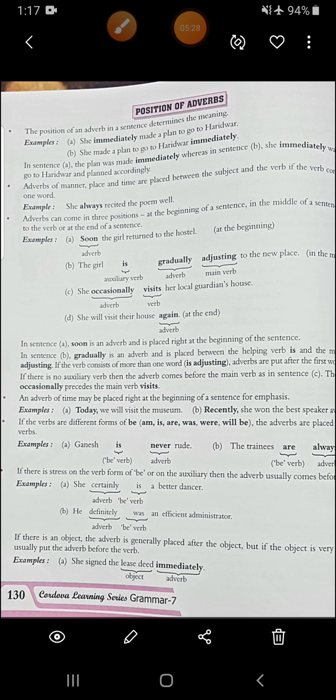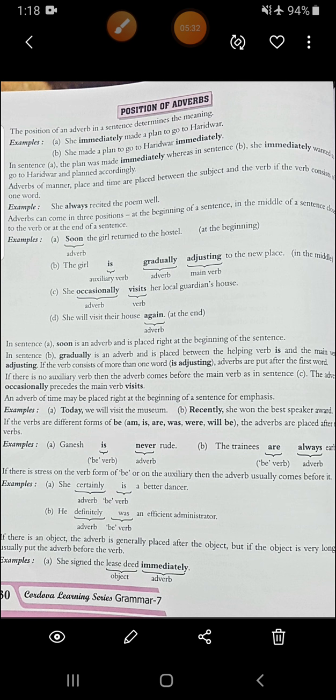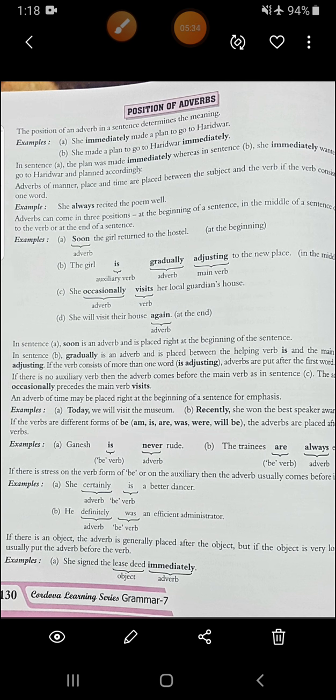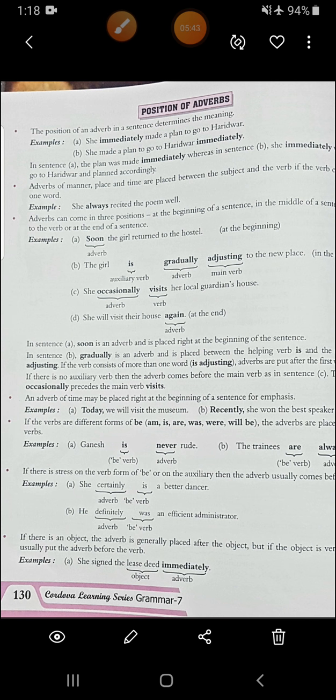Now see the next point. If there is stress on the verb form of be or on the auxiliary, then the adverb usually comes before it. See, she certainly is a better dancer. Then, he definitely was an efficient administrator. So you can see we are giving more stress, more emphasis. Then we use adverbs before these auxiliary verbs.